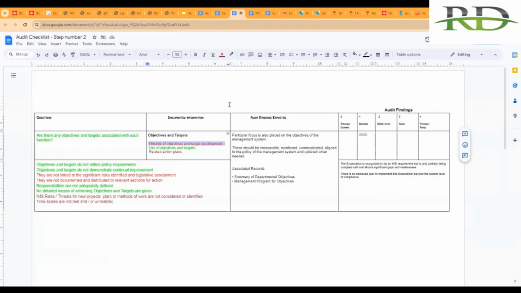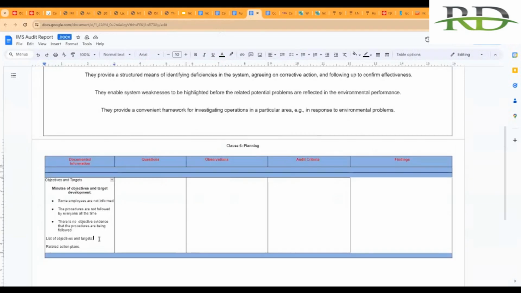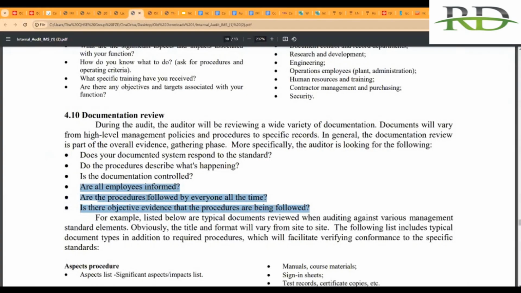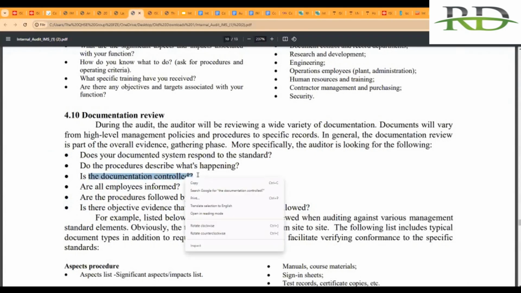And then when it comes to the list of objectives, here I said everything is okay. So I'm just going to say list of objectives. This was satisfactory, and I can say it was adequate. And then for the related action plans, I said there was only one thing that was missing here. And what was that? I have an opportunity. I can say maybe the documentation is not controlled, but everything is okay.